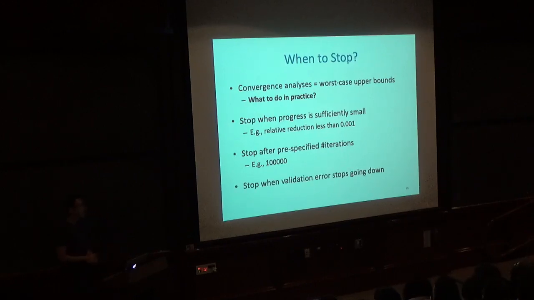We stop when the validation error stops going down. So again, we can have a training set and a validation set. In fact, you probably always want to have that. And when the validation error stops going down, either we're close to converging or we're close to starting to overfit. Either way, we should stop.